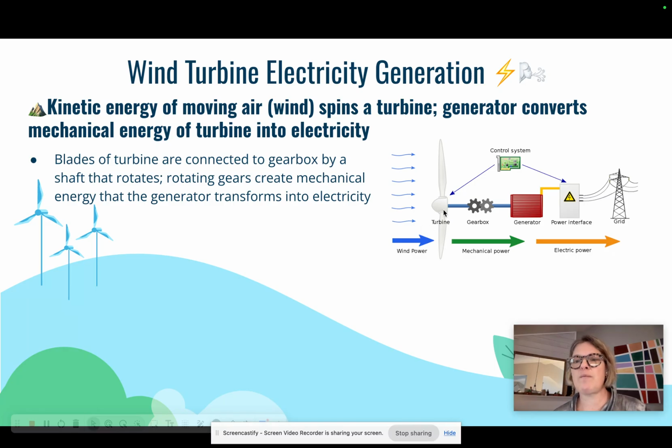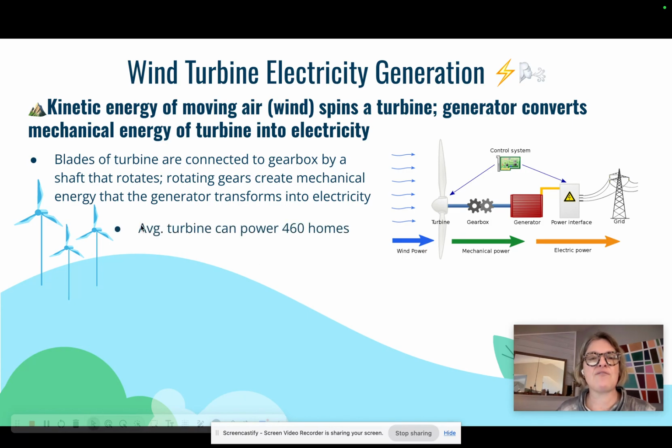So here is the wind power coming in. The turbine in this case is this right here. It's the fan, the blades that we see. And then that is connected to, and that is going to be the mechanical energy that is going to turn into electrical energy within this generator due to that spinning electromagnet. And then that's going to go to this power interface, which is basically the same thing as a transformer, like we've talked about, which then goes into the electrical grid.